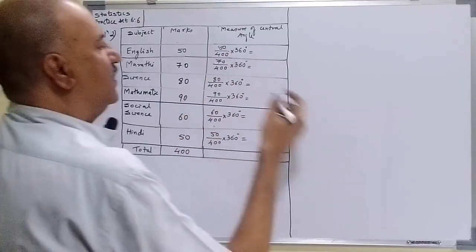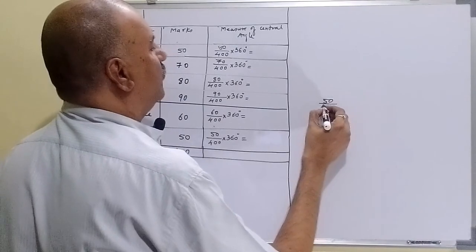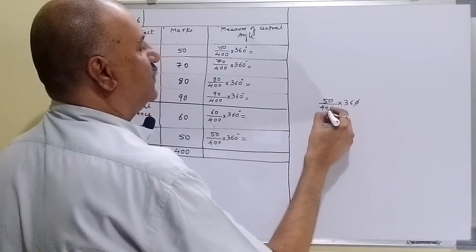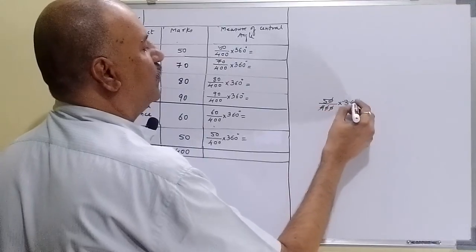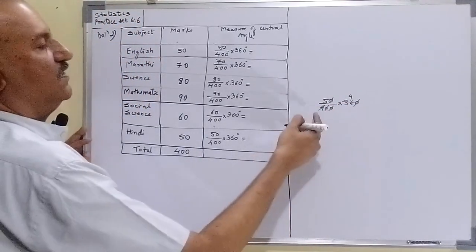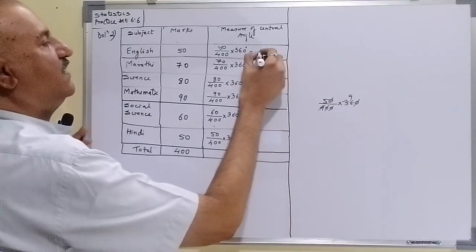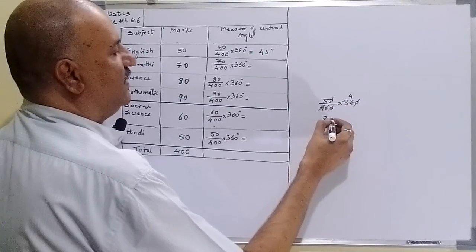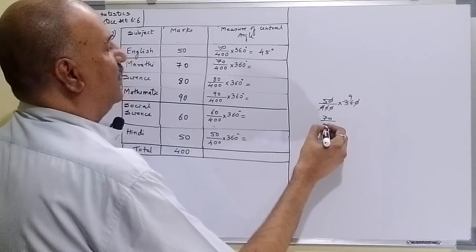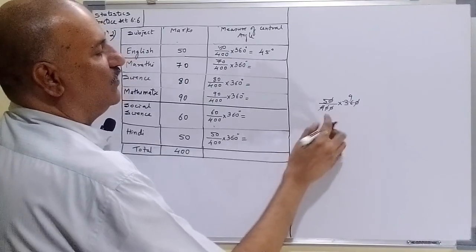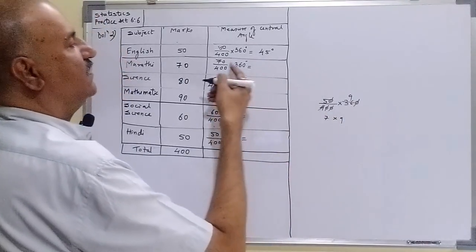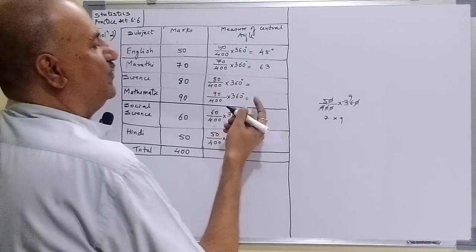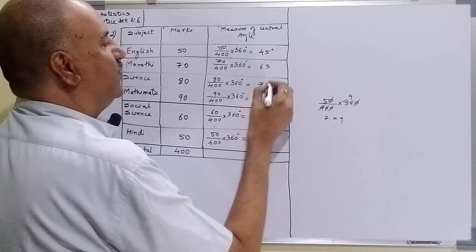So first we do 50 upon 400 into 360. The zeros cancel, and 4 9s are 36, so 9 5s are 45 degrees. Then 70 upon 400: this is fixed, so it will be 7 into 9, 7 9s are 63 degrees. Then 8 into 9, 72 degrees.